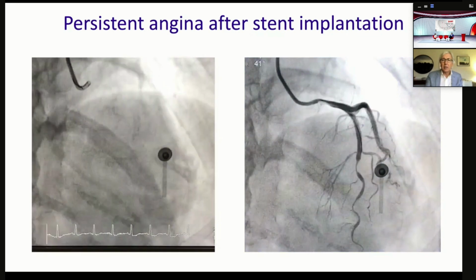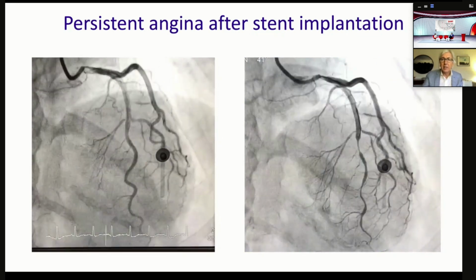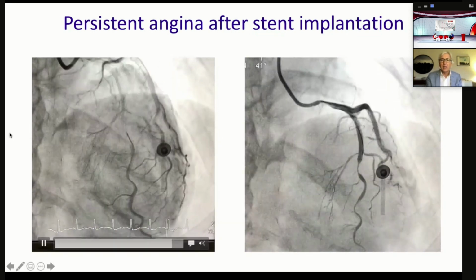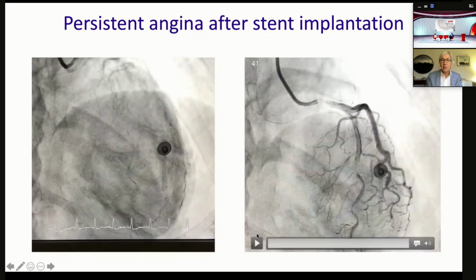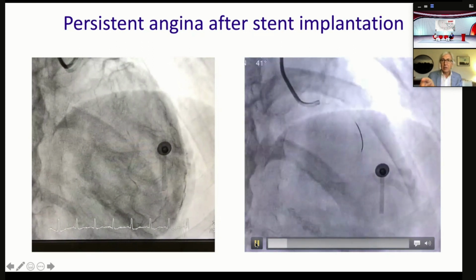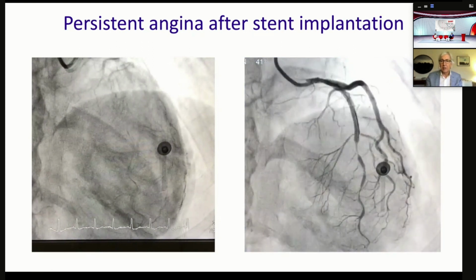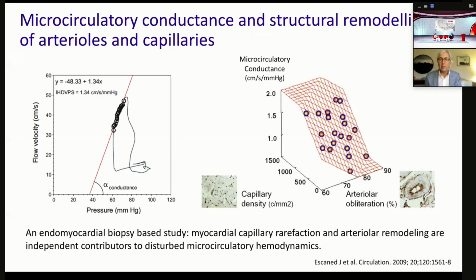And this is a good example of a patient who continued having angina after stenting. The stent looks perfectly all right, but as you can see, there is a major spasm distal to the location of the stent. So this clearly explains why you may have persistent angina in many patients, despite having a very good angiographic result. But on top of that, you may also have problems in the microcirculation that have to do with the structure of the microcirculation.